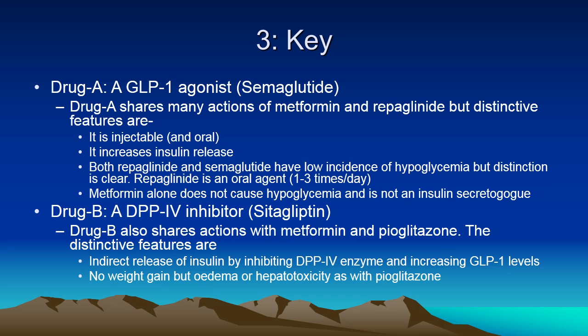It is not metformin or pioglitazone because they do not inhibit enzyme. They inhibit glucose metabolism, gluconeogenesis, and peripheral utilization of glucose is increased. So indirect release of insulin by DPP-4 inhibitors is the main mechanism that increases GLP-1 level. No weight gain. Metformin may be weight neutral or it reduces weight, whereas pioglitazone causes weight gain, and hepatotoxicity. So it is not pioglitazone.